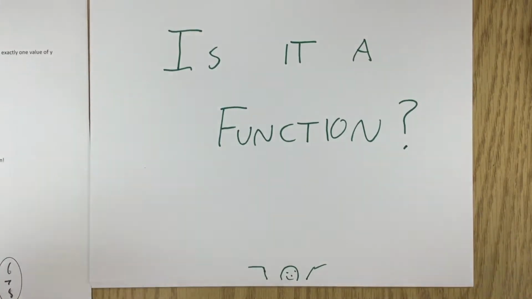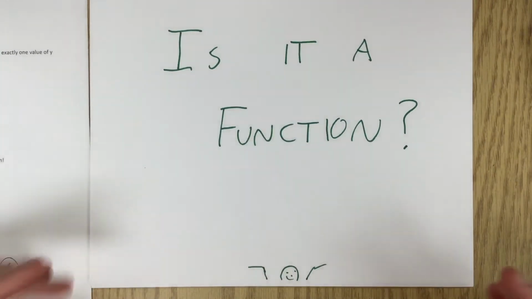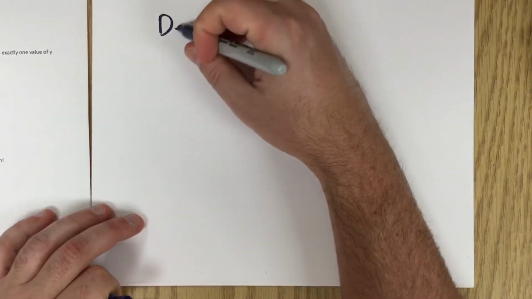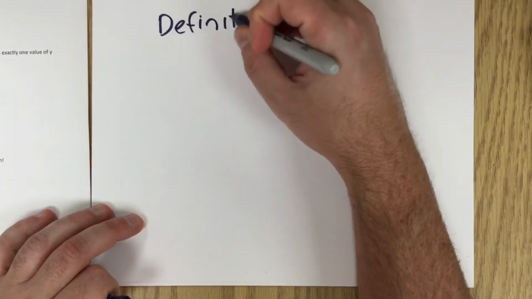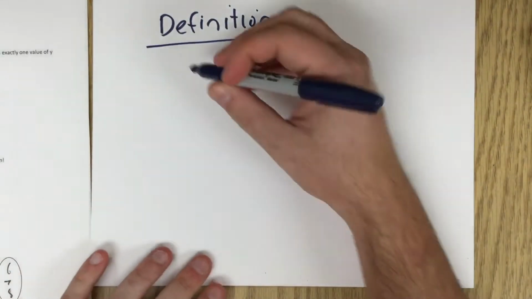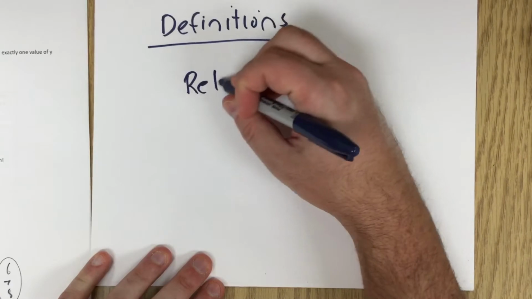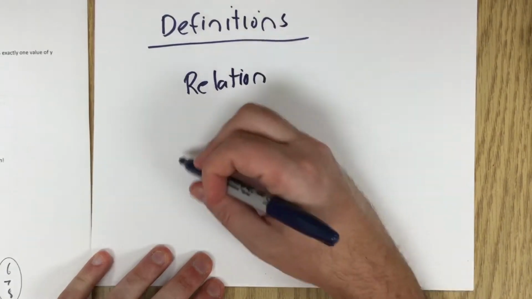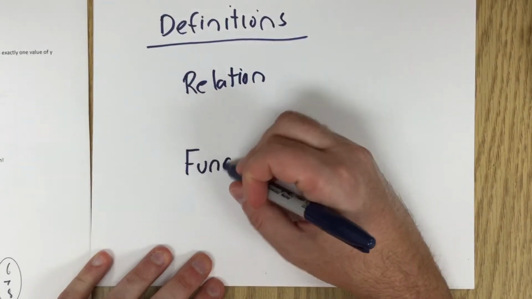Sometimes you're going to have relationships, and the question we're going to be asking is: is it a function? So we'll start off with some definitions. We're going to have a relation, and we're going to have a function.